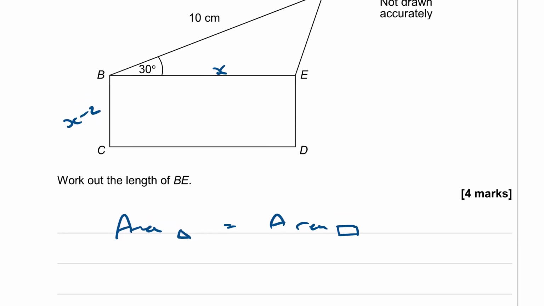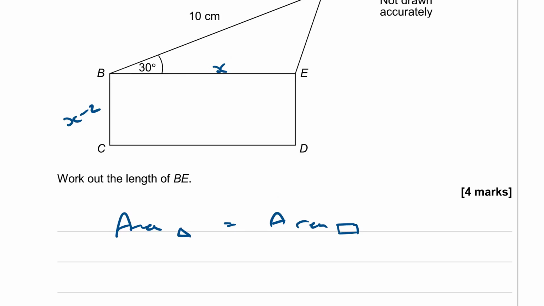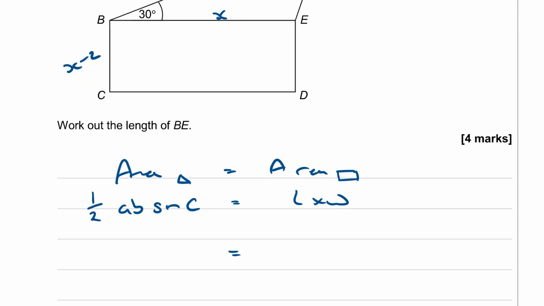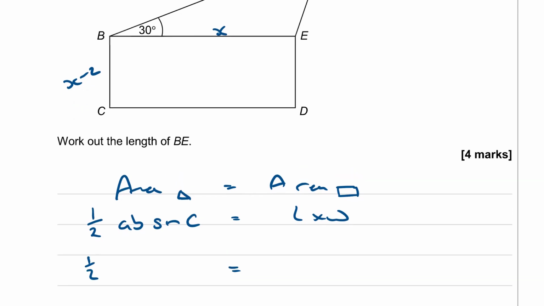Now, I've been given an angle in the triangle, so I could work out the area of the triangle using trigonometry. I've got a trigonometry formula I can use, which says the area of a triangle is a half ab sine C. So in terms of this diagram, it's going to be a half. A is 10. B is x, don't know what it is yet. And then I've got sine 30. And the length times width of my rectangle is going to be x minus 2.